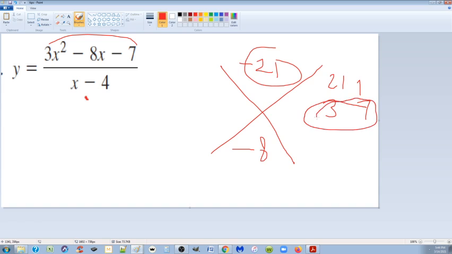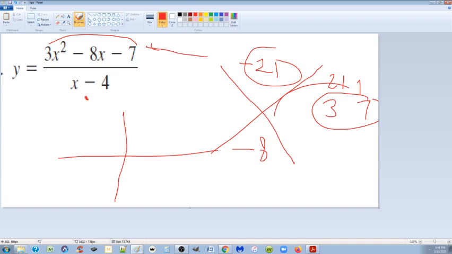And when I look at that, it can't factor, I don't believe, unless I did something wrong. Minus 21, is there any other factors of minus 21 I'm not seeing? No, there's not. So since it can't add up to minus 8, there are no clean factors up here, which means it's not going to cancel, which means I do indeed have a vertical asymptote up here when x is equal to 4.